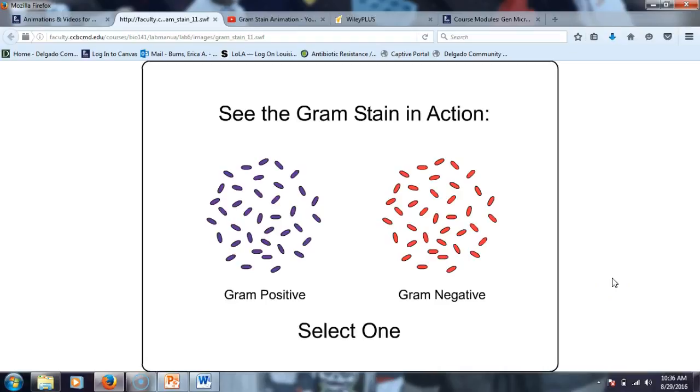So we have two outcomes, Gram positive or Gram negative, for the Gram stain. This positive and negative doesn't have anything to do with charge. It's more like if you run a test. Are you pregnant or are you not? Are you positive or are you negative? So in this case, if you're positive, you stay purple through this whole procedure. If you're negative, you don't stay purple. Instead, you get stained pink.